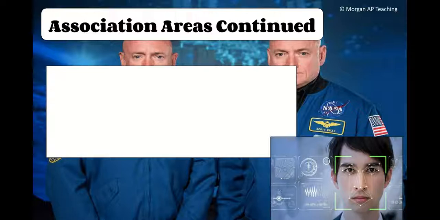And if it's damaged, you actually may not recognize faces. This is called prosopagnosia, and if that area of the brain is damaged, people won't recognize faces anymore, which would be very, very strange and problematic.